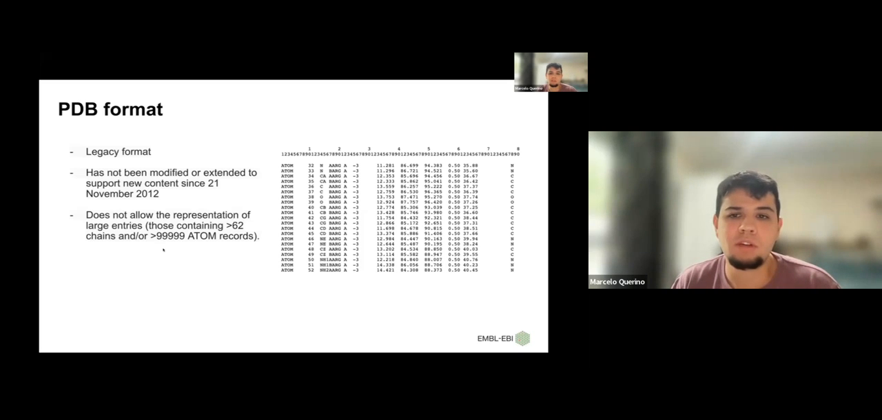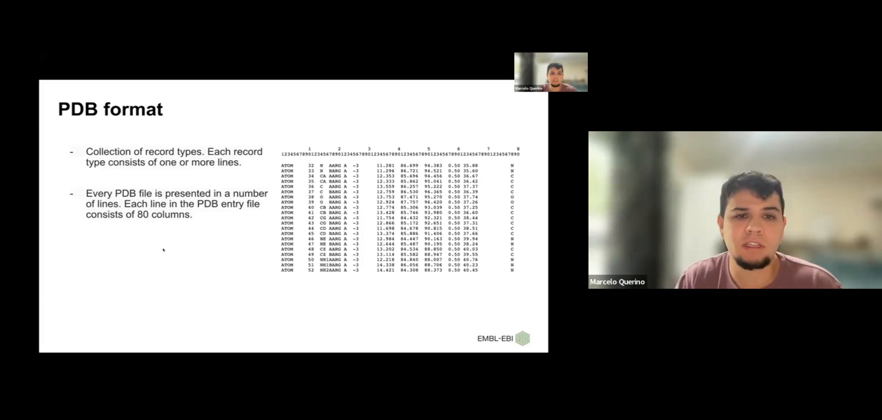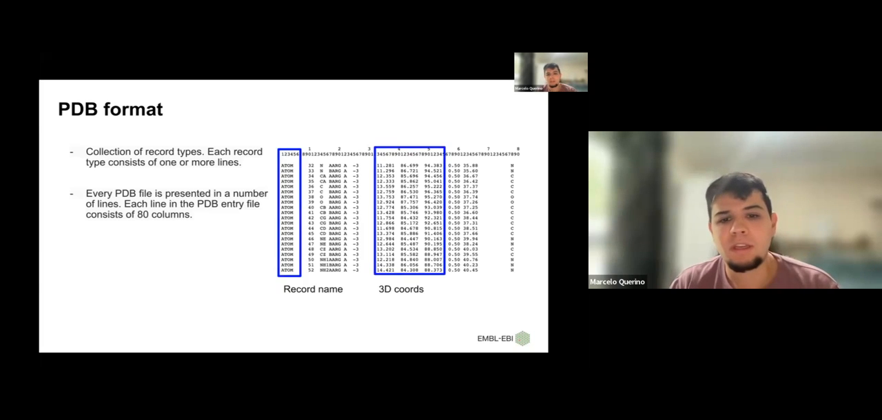When you take a look at the format, what you see is that it's composed of a collection of record types. Each record can contain one or more lines, with a maximum of 80 columns. This figure here is an example of the ATOM record that people are usually more used to. You can see the record name in the first 6 columns and the atomic coordinates right here in the middle.